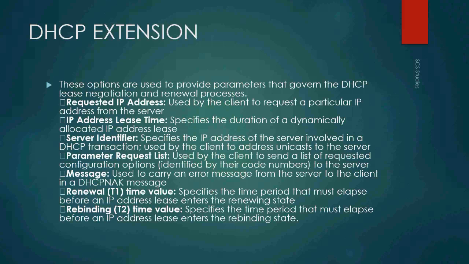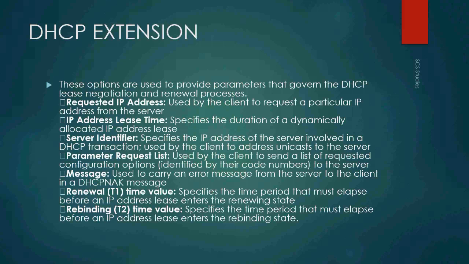Used to carry an error message from a server to the client in a DHCP NAK message. So if the DHCP NAK process was initiated by the DHCP server and an IP has been declined to the client, in that case the client machine will get a message that you are no longer permitted to get an IP address from the DHCP server. Please contact your local help desk or IT team.